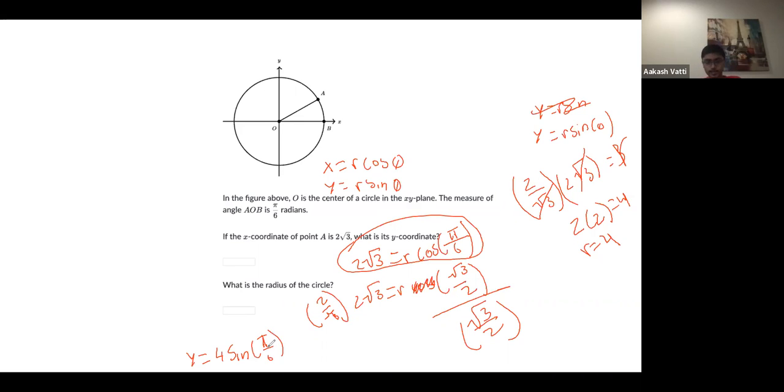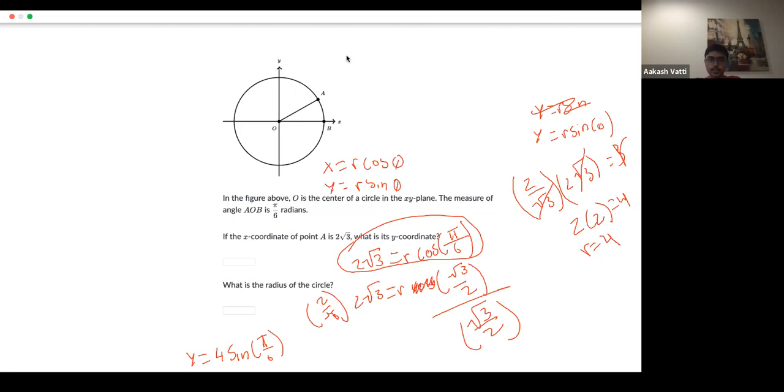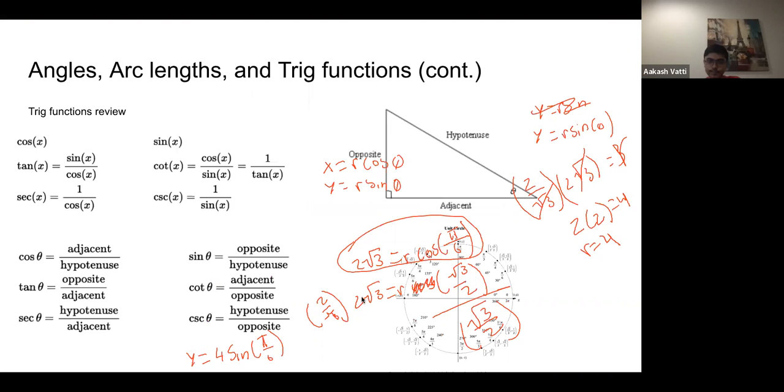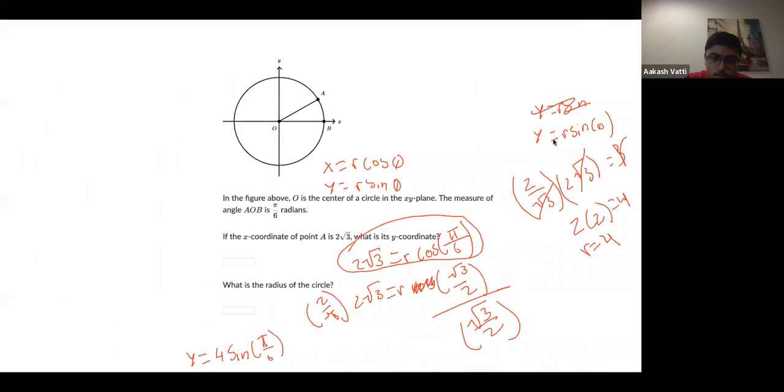which is again 4 times 1/2, because sine of pi over 6, if we go back, sine of pi over 6 is 1/2. And because it's 1/2, you have y equals 4 times 1/2, which is 2.